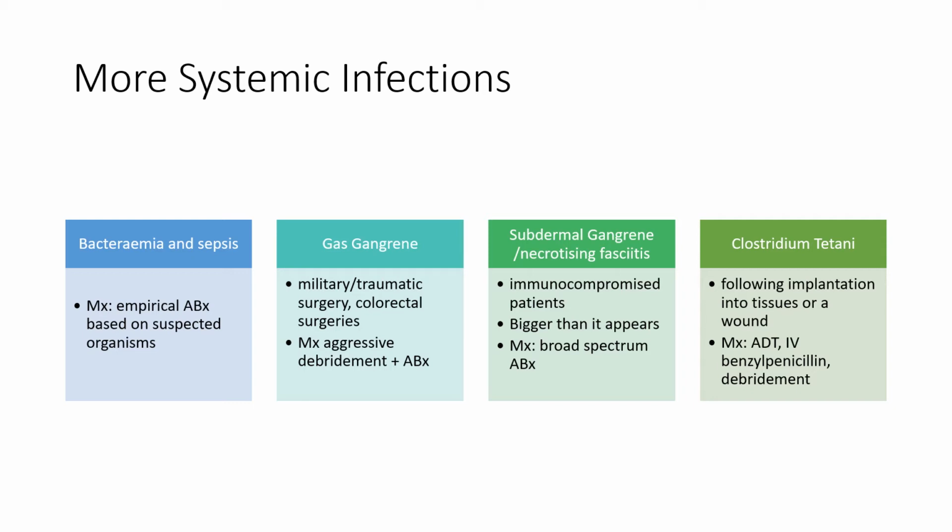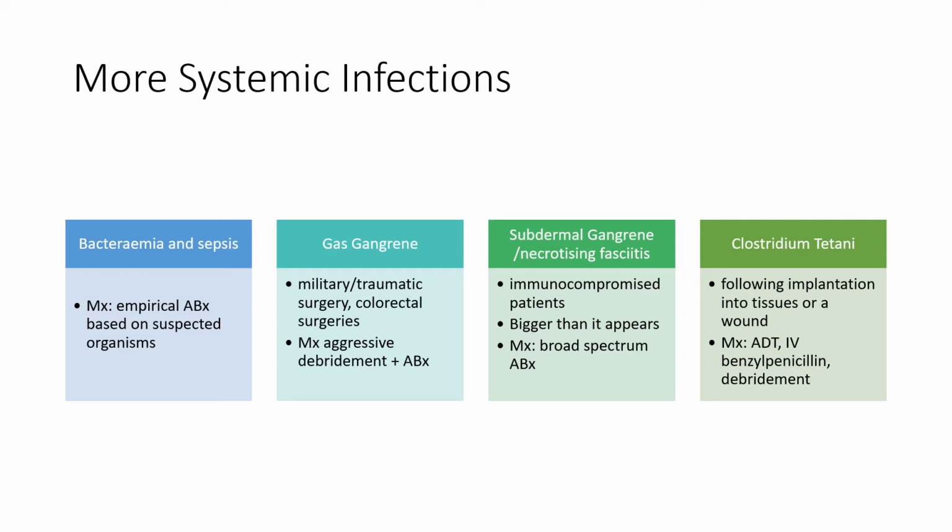Subdermal gangrene or necrotizing fasciitis occurs in people who are immune compromised. You may have heard the term Meleney's synergistic hospital gangrene or Fournier's gangrene. These are all types of necrotizing fasciitis. And the wound is actually bigger than it appears when you see it. Management includes, again, broad spectrum antibiotics as with sepsis.